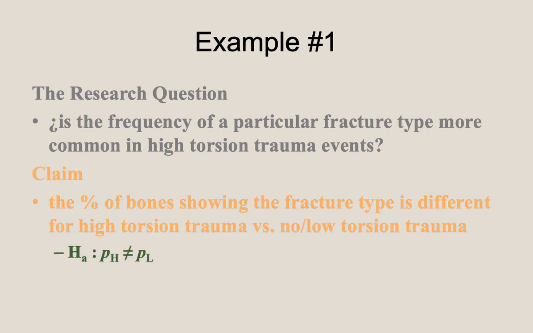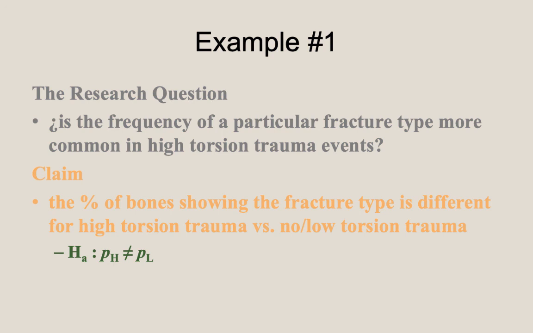To convert this to a pair of hypotheses, we will start with P being the percentage of bones showing the fracture pattern. This would be variable 1, the fracture pattern is present or not. Variable 2 would be the level of torsion in the trauma, high or low torsion, the grouping variable, if you will. So we have P sub H for the percent for the high torsion group, and P sub L for the percent for the low torsion group. And our claim is that these two percentages are not going to be the same. P sub H does not equal P sub L.